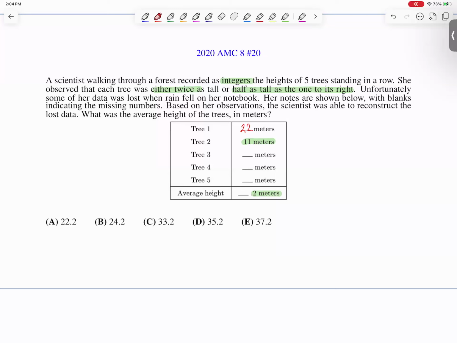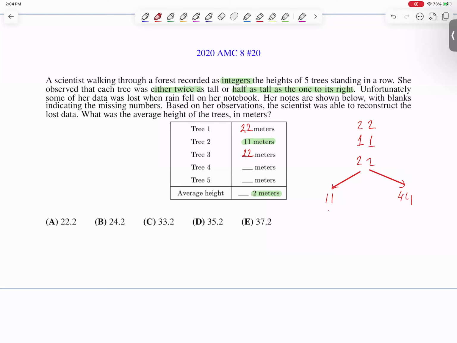By a similar argument, the third tree can't be half as tall as the second tree. It has to be twice as tall as the second tree, so it has to be 22. When it comes to the fourth tree, we have two options. Tree 1 is 22, the second tree is 11, the third tree is 22. The fourth tree is either half as tall, which is 11 meters, or twice as tall, which is 44 meters.